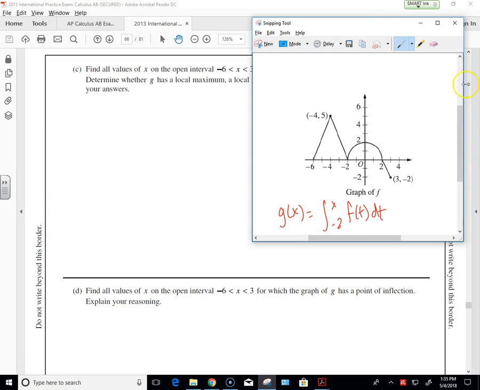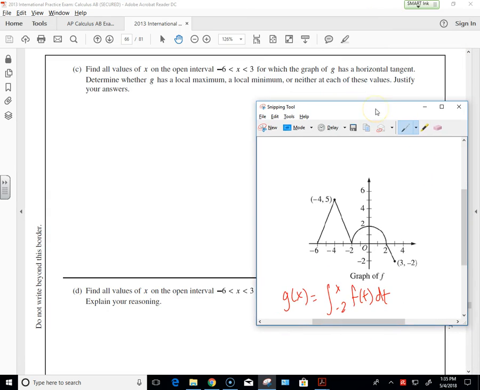Okay. So for C, it says horizontal tangent. Kiddos, use focus. Use what you know. Horizontal tangent. Tell me what that means. Horizontal tangent. The slope is 0. And slope of g, what does that mean? G prime equals 0? Now, careful.